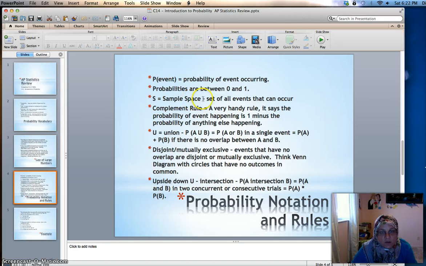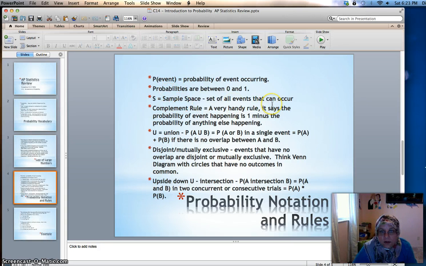S is a sample space notation, and sample space is the set of all events that can occur. So the sample space for rolling a die is 1, 2, 3, 4, 5, 6. The sample space for rolling 2 dice and recording the sums, then you might want to use a diagram to help you find that. Make a chart with 1, 2, 3, 4, 5, 6 across the top for the first die, 1, 2, 3, 4, 5, 6 down the side for the second die, and then fill the chart with all the sums, because there's 36 different sums there.